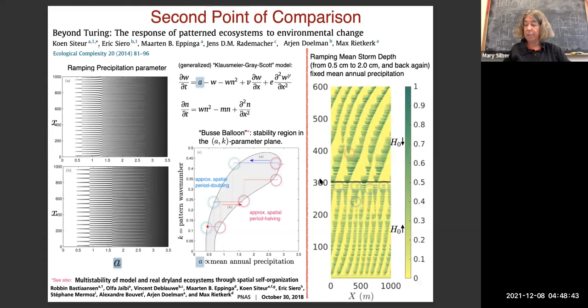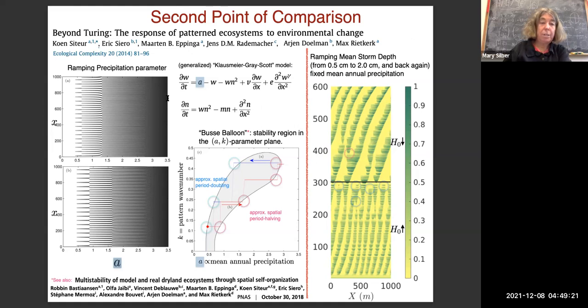Okay, here's another point of comparison. This is from work of Max Rietkerk and Arjen Doelman's group. Rietkerk is an ecologist, Doelman is a mathematician. They were looking at a very idealized vegetation pattern model that came from Klausmeier that has this uniform, constant precipitation parameter A. And they could go ahead and do an analysis of these equations to get the stability of the nonlinear traveling wave states. So they've done that here.